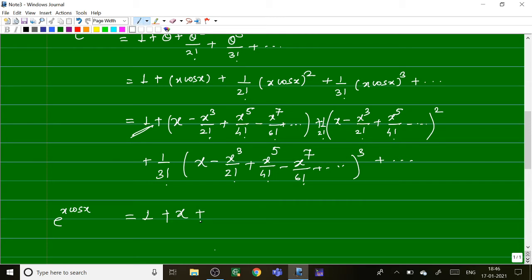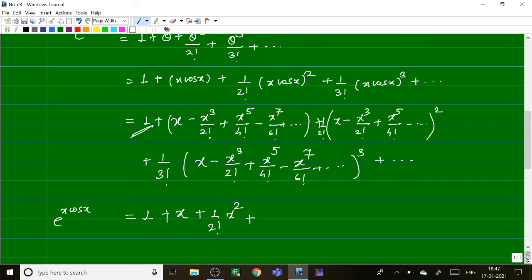Plus, how many square terms are there? If you observe this, there is no coefficient of x square in the first bracket, but there is an x and there is a square outside the bracket. So the first term, whose coefficient is 1 by 2 factorial, is x square in the second bracket, 1 by 2 factorial x square, and there is nothing of order 2 in the third bracket, and the same for the higher terms.